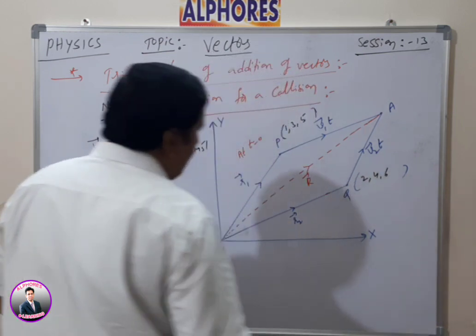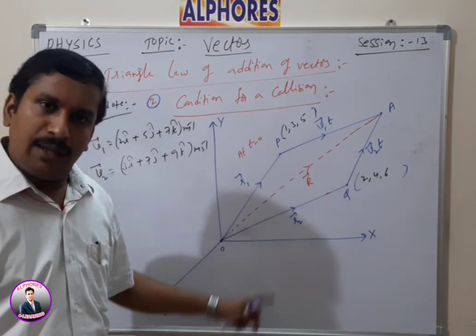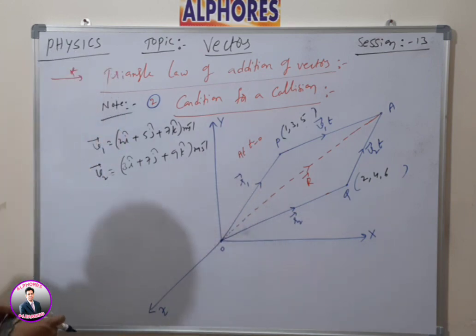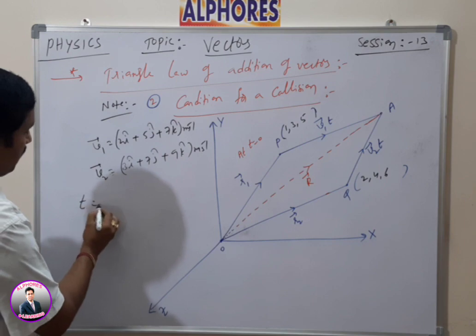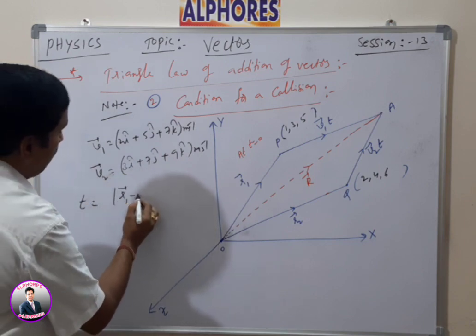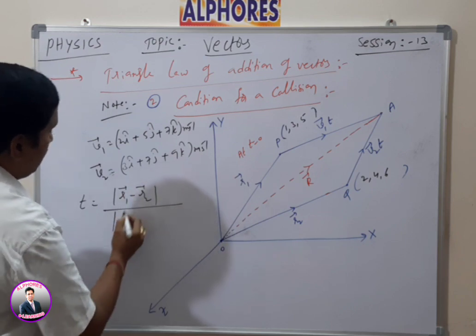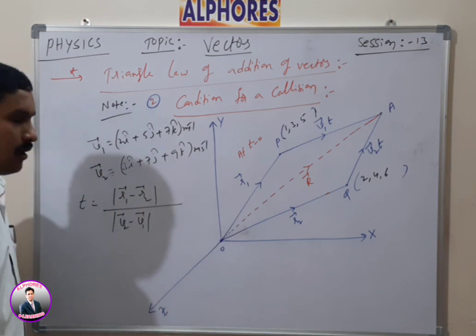Now, at what time do these particles collide at point A? Please tell me, what is the time taken by these two particles to make a collision? What is the condition? Time taken is equal to the modulus of R1 bar minus R2 bar by the modulus of V2 bar minus V1 bar. Now how to solve this one?